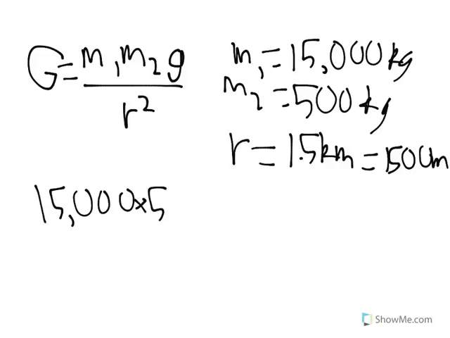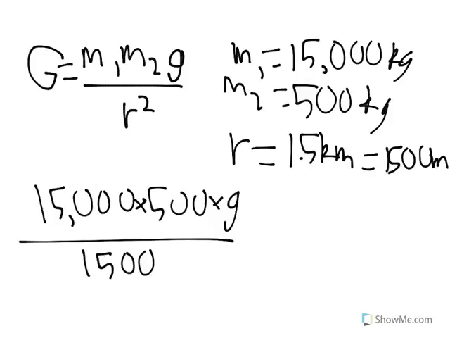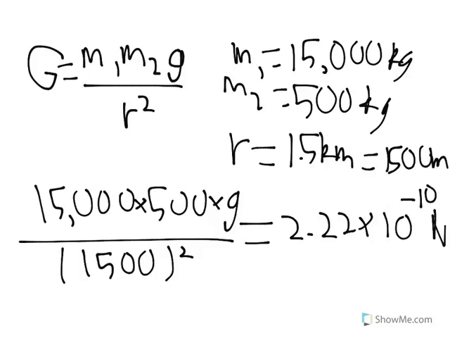15,000 times 500 times g, which I'm not going to bother writing out. You can just input that in on your own, divided by radius squared, or 1,500 squared. So I just plug this into a calculator to make it a little bit easier, and it comes out as 2.22 times 10 to the negative 10th newtons. Now this is astronomically small, and what you'll notice is a planet that size would really just be a very, very small meteorite, and as a result wouldn't exert a significant force on the satellite.